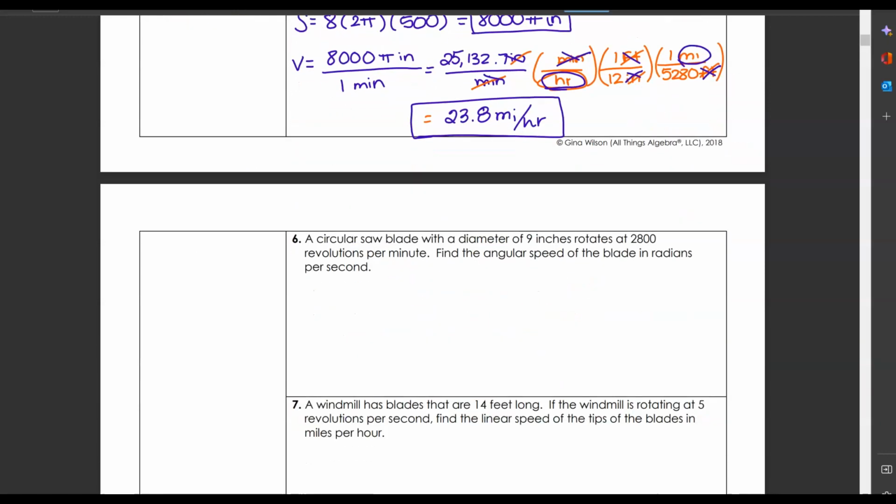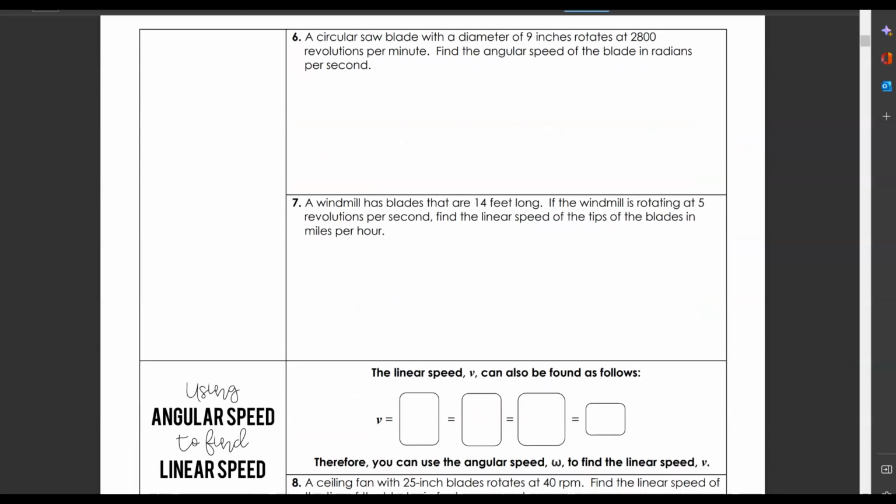All right, let's take a moment and have you try one. Go ahead and try number 6 on your own, and then I'll come back and explain it, but take a moment to attempt it.